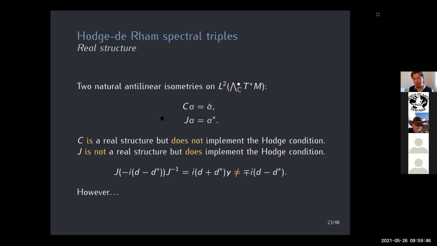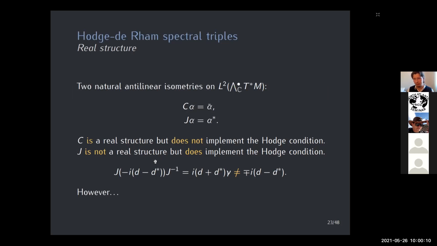As a minor point, if you redefine C to include the grading, this grading here, this is just charge conjugation from section 1, as per usual. But that's not so important. This J here is another antilinear isometry, another anti-unitary. It's not a real structure, but it does implement the Hodge condition.